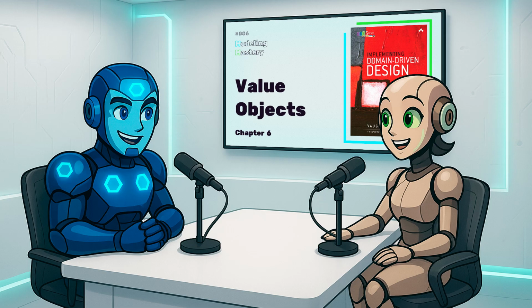In our last chapter, we took a close look at the entity, the tactical building block that is defined by its unique identity and thread of continuity. That was the first of the core patterns of tactical design. Now in Chapter 6, we explore its essential counterpart, the value object. This pattern is the key to creating models that are not only powerful, but also simple and maintainable.